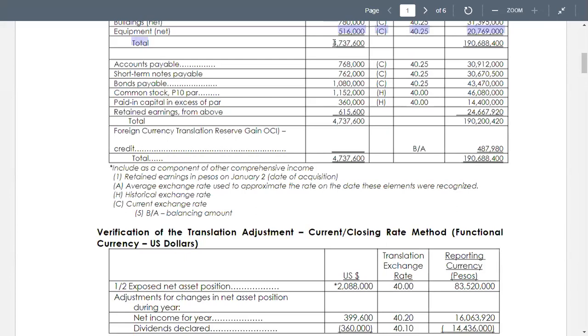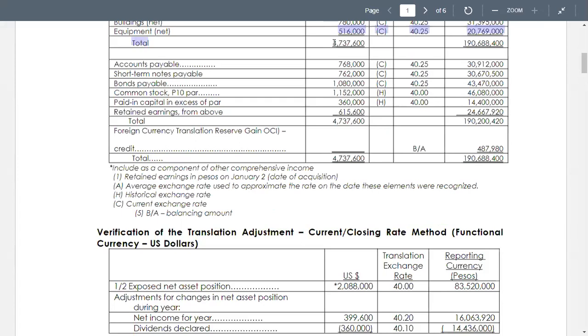And 0.16, meaning you write capital letter C, meaning the current rate. So 1, 2, 3, 4, 5, 6, 7 are all to be translated by using 0.16. That's the spot rate or the closing rate on December 31, 20x9. Okay? Then we go to advertising expense.